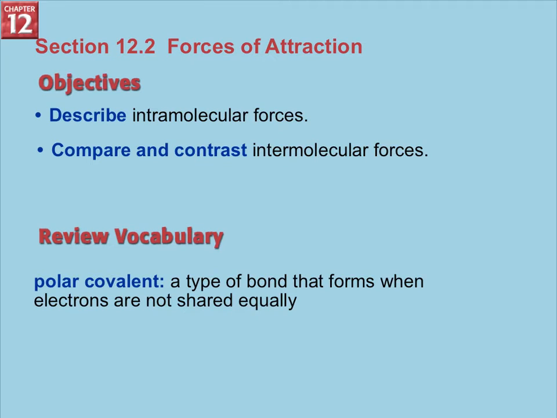Review vocabulary, polar covalent. So this is a type of bond that forms when electrons are not shared equally. So rather than an ionic where each of them brings one, this is where two or more electrons are brought by one atom and then shared by the other.